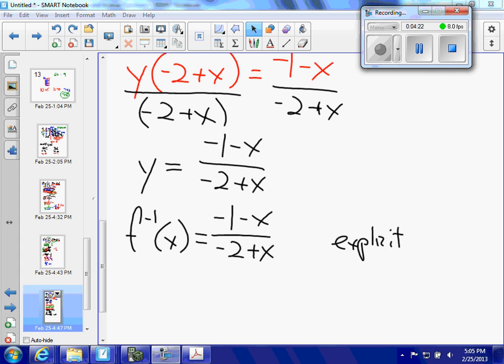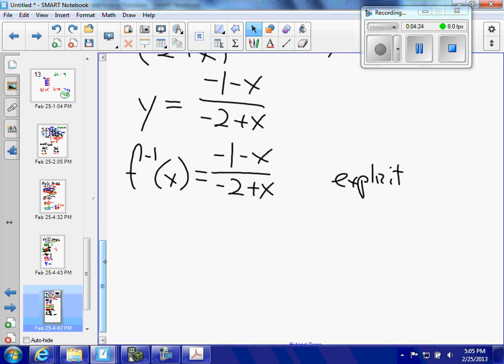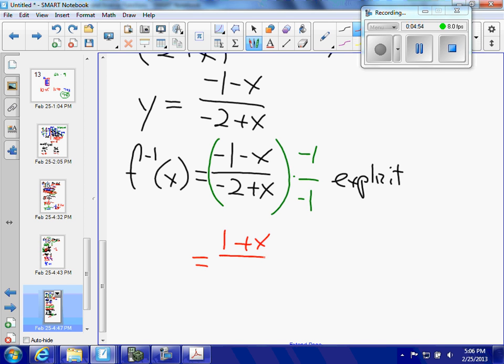This is a perfectly good answer. There is nothing wrong with this answer, except that if for aesthetic purposes you don't like all these negative signs, I could take this right here and multiply it by -1 divided by -1. So this is equal to 1. I'm just multiplying the right side of my equation by 1. I don't have to do anything to the left side of my equation. But by multiplying by -1, it's going to equal 1 plus x over 2 minus x.